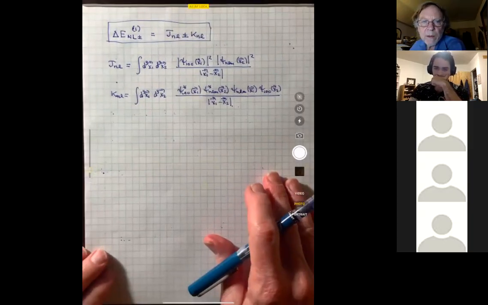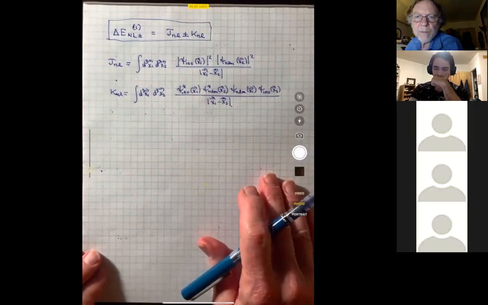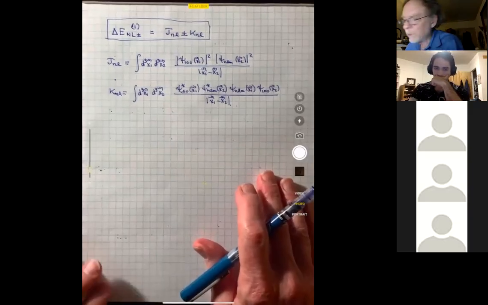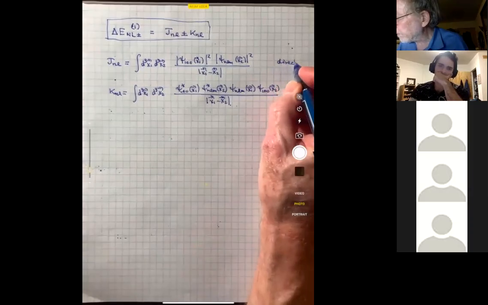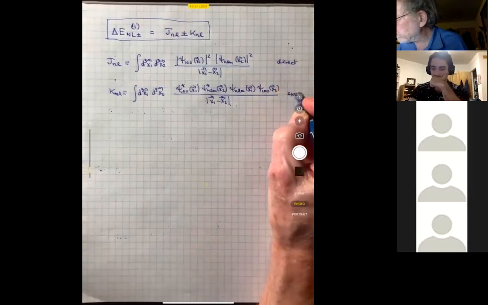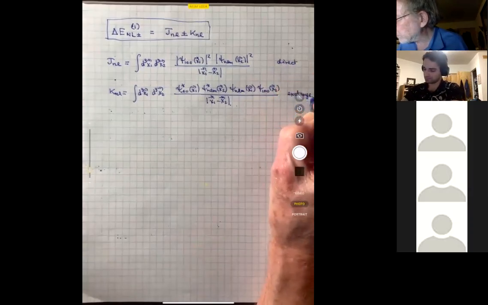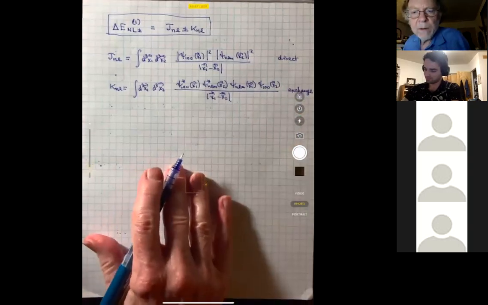And if you ever do any condensed matter work or almost any kind of work with electrons, you'll become familiar with these types of things. This is called a direct integral, and this is called an exchange integral. If I can spell exchange in the space I have here. All right.